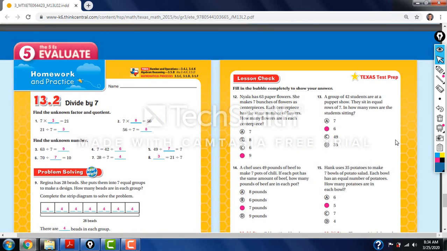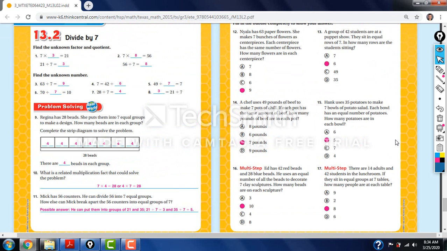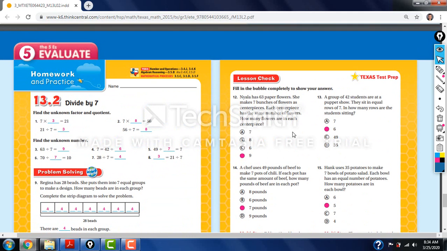Let's look at the next questions, 12 through 17. And they're pretty straightforward division questions. Nyla has 63 paper flowers. She makes 7 bunches of flowers. Each centerpiece has the same number of flowers. There's your key. So 63 divided by 7 equals 9.